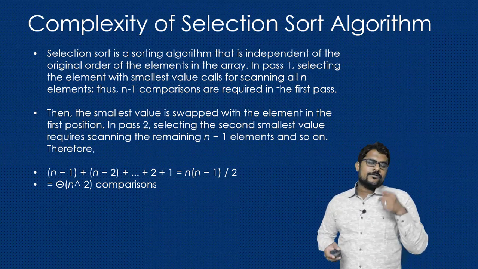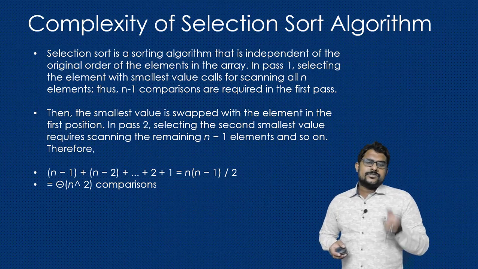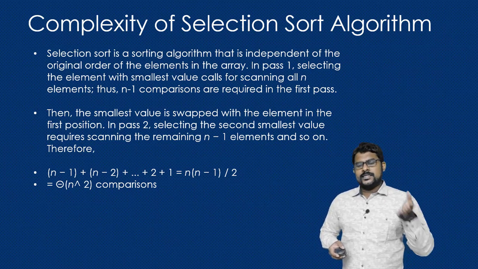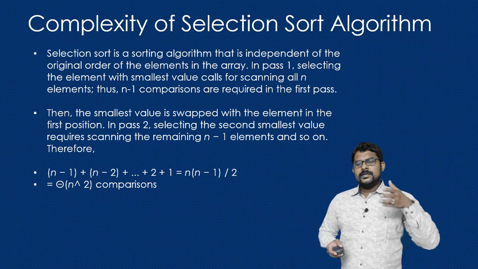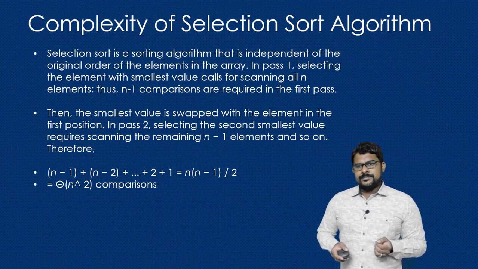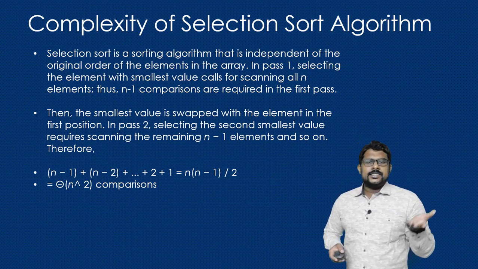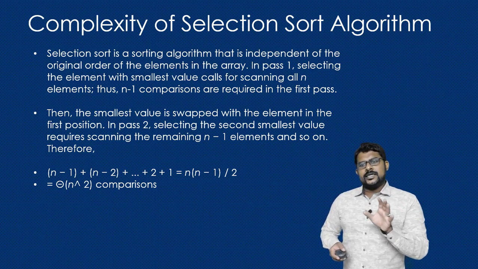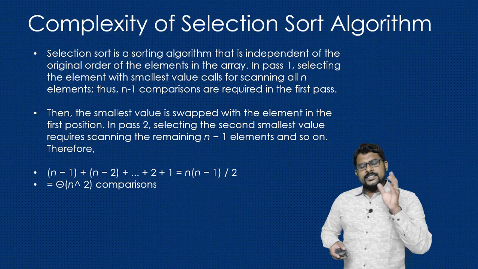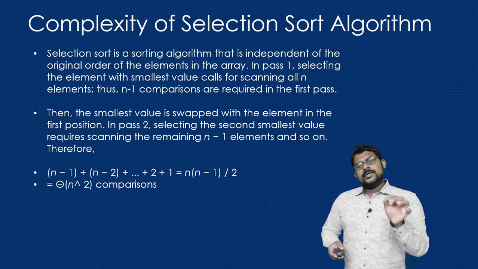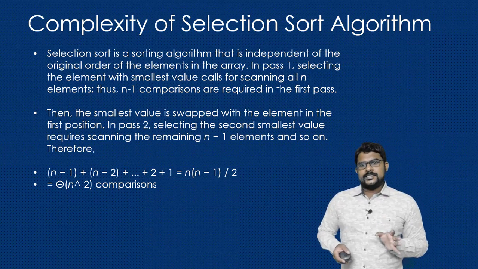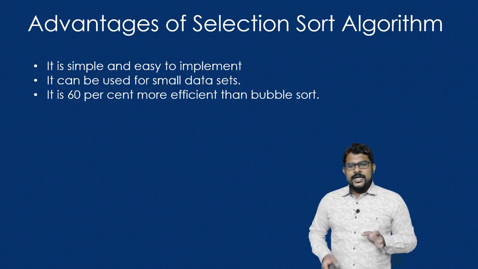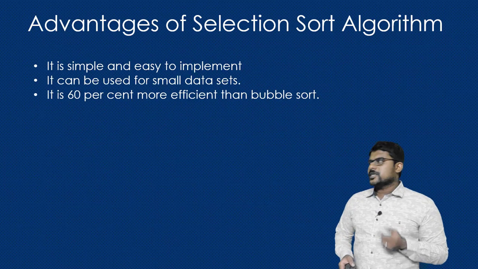So the time complexity of this sorting algorithm is the same as your bubble sort algorithm. It is order of n square. You may ask me whether it has a best case. It doesn't have any best case. Even if the entire data is in sorted order, it will have the same time complexity. Okay, so now let us see what the advantages of this sorting algorithm are.